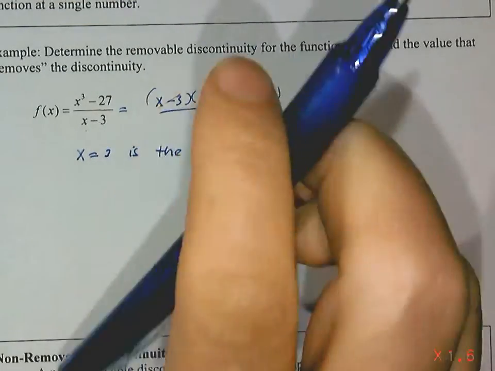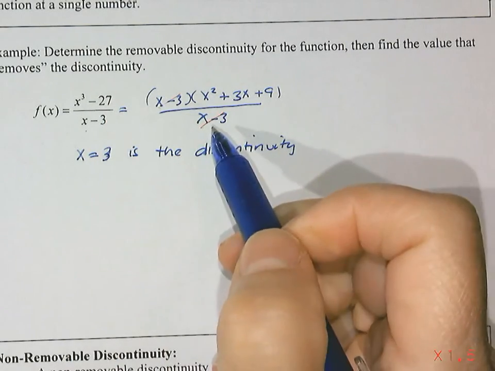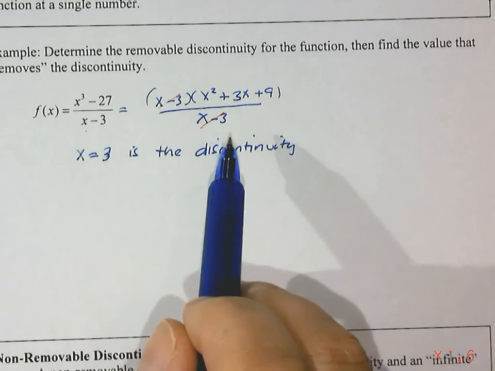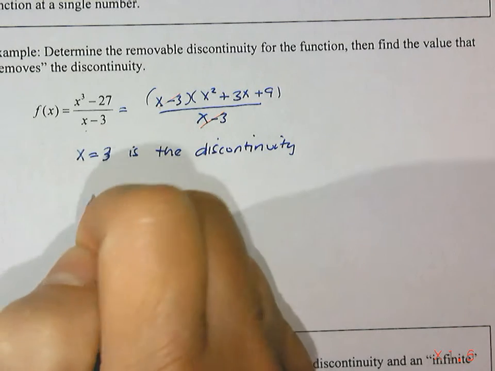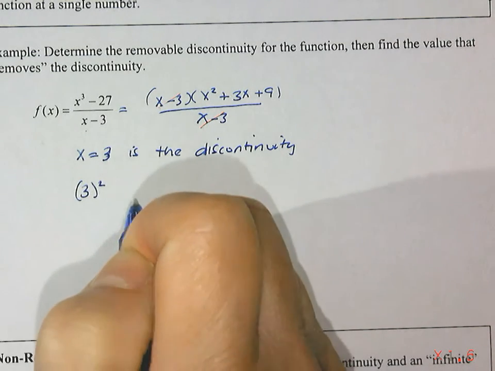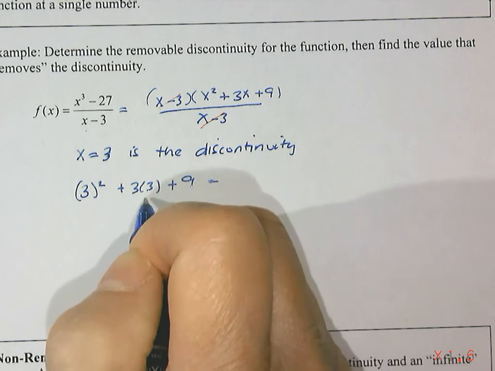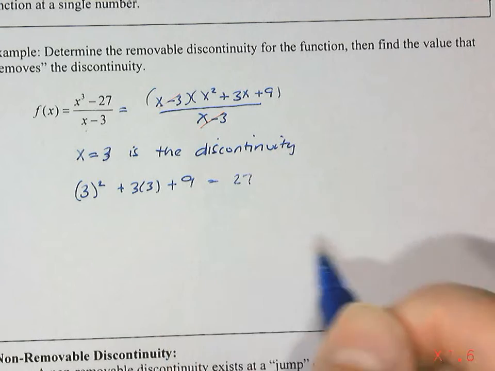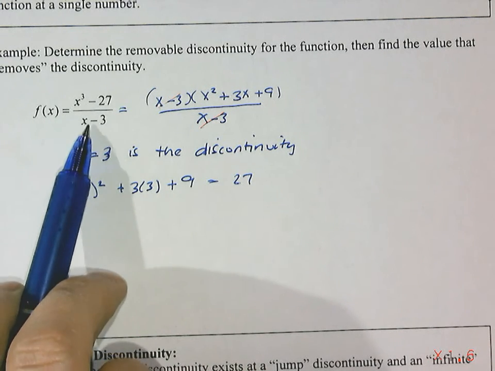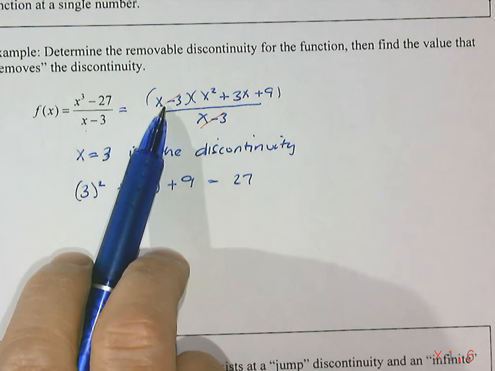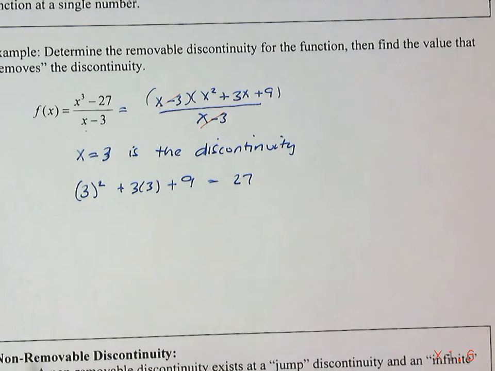Okay, I'm saying, let's make this a little bit nicer, 3. I'm saying this is removable because when I factor out the numerator and the denominator, I can then plug in 3 for x. So 3 squared plus 3 times 3 plus 9. 9 plus 9 is 18. 18 plus 9 is 27. I could not put a 3 into this original equation because I would have gotten 0 over 0. Once I factored this and got rid of this x minus 3, I now can put a 3 in for the x. And when I put a 3 in for the x, I get 27.